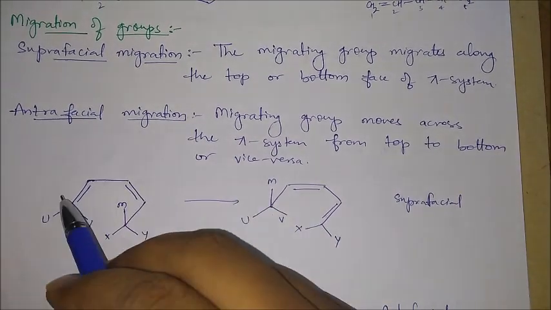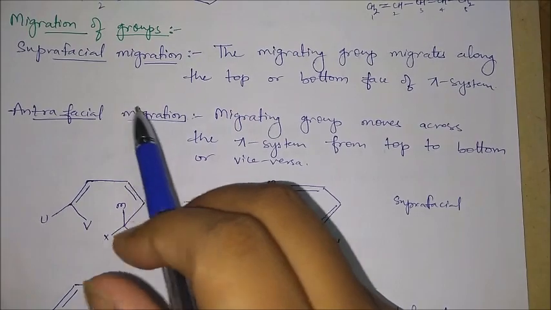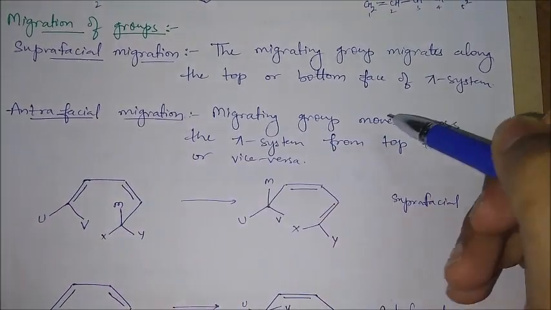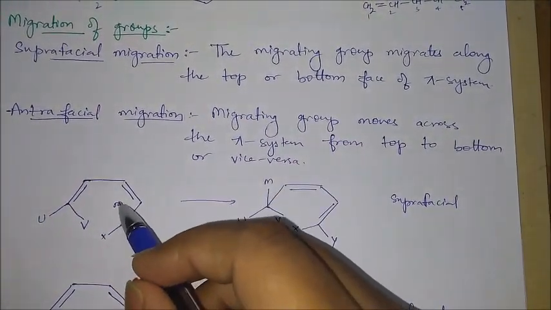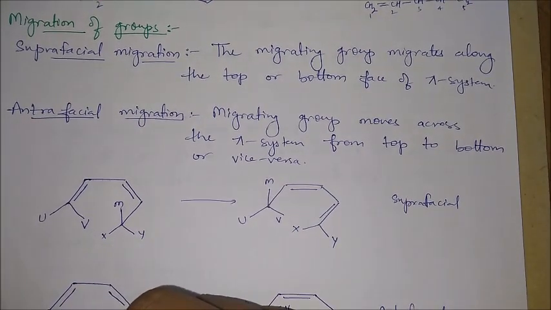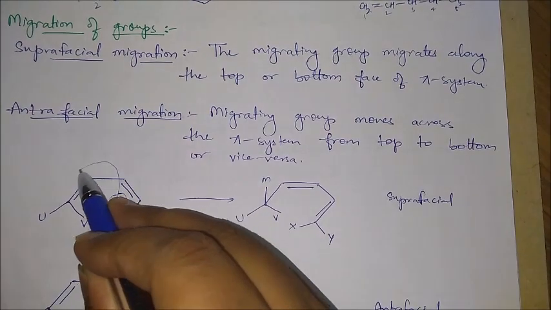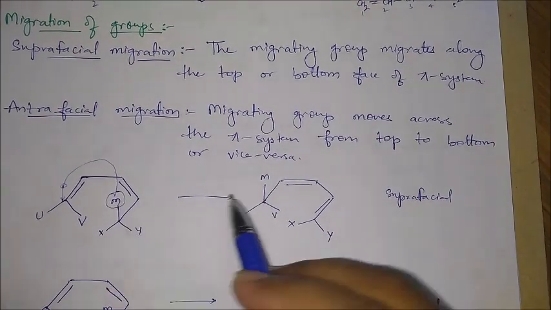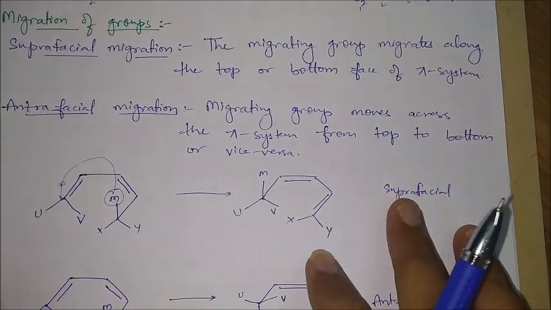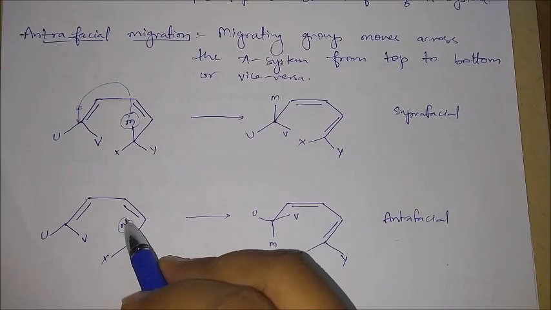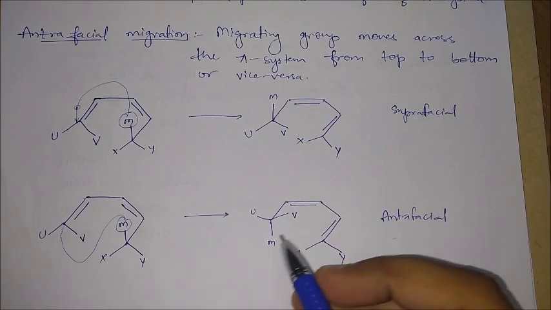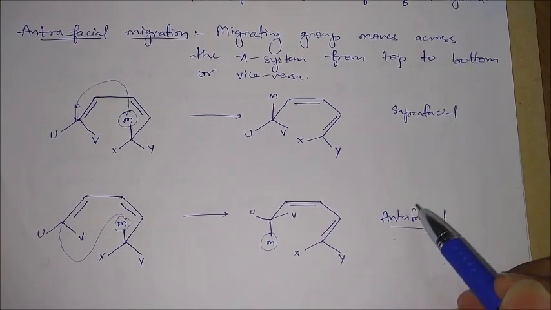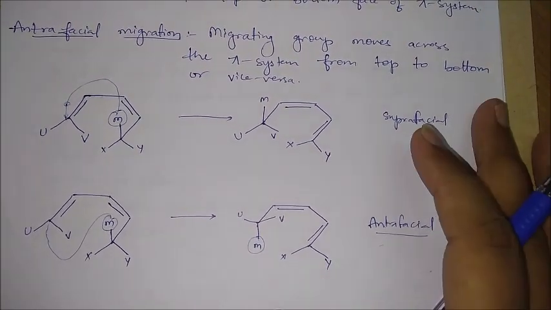Now, if it is going in the same plane, then it is called suprafacial. The migrating group migrates along the top or bottom face of the pi system, then it is called suprafacial. And if it moves across the pi system, that is from the top face to the bottom face, then it is called antarafacial. So what will happen over here? This migrating group will go and bind from above. So from one face only it is going and getting bound over here. It was above the plane, and here also it is above the plane. That's why it is suprafacial. Whereas in antarafacial, it is above the plane, but here it will be formed below the plane. So we see the migrating group over here, which is below the plane, so it is called antarafacial. So suprafacial and antarafacial are two types of migration which can occur during your sigmatropic reaction.